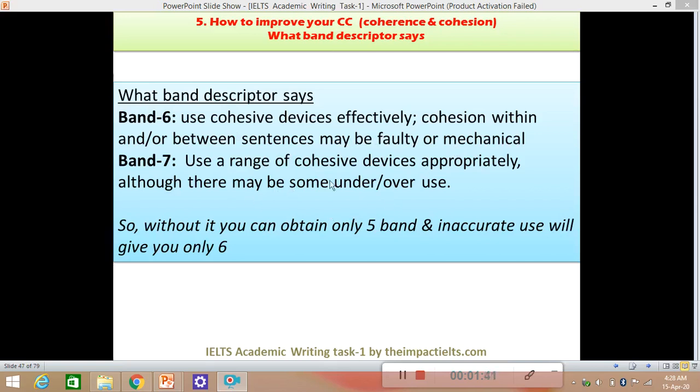But band 7 uses a range of cohesive devices appropriately, although there may be some under or overuse, right? But you can get 7 if you are using it appropriately. There might be overuse, or sometimes you may not use it. So without it, you can obtain only band 5, and inaccurate use will give you 6. So anyway, you have to use it, that for sure. And if you use it appropriately and sufficiently, you will get band 7 in this particular segment.